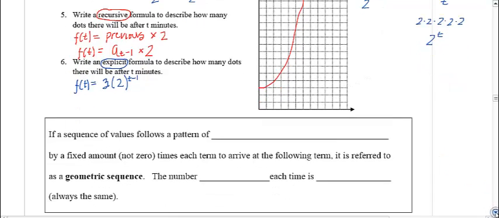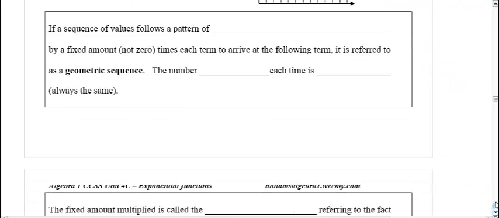So let's look at that a little bit more, now that we've had a little warm up with it. All right, I'll change back to red here. I think I have red.